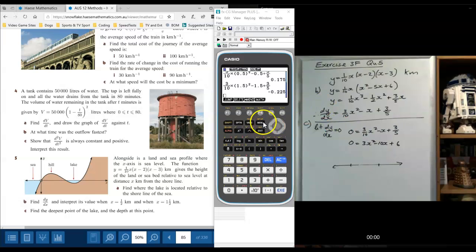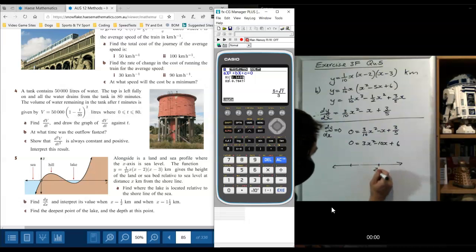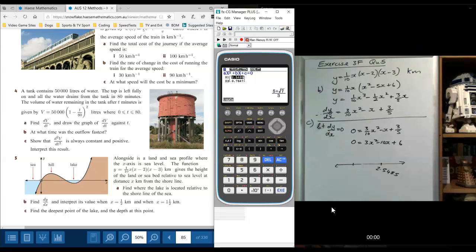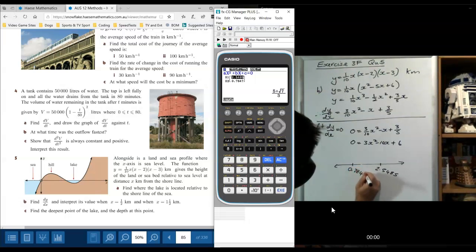So back over to the calculator. I did this earlier actually because it's the second time I made this. We go to equation, polynomial, degree 2 because it's a quadratic, and then you can see 3, negative 10, and 6. And so we get two pretty weird numbers, 2.5485 and 0.7847. Of course, they're the two stationary points.